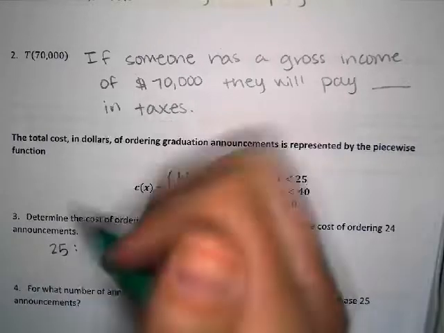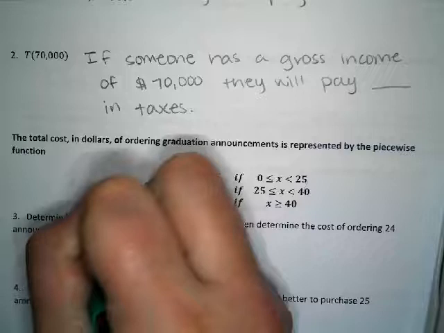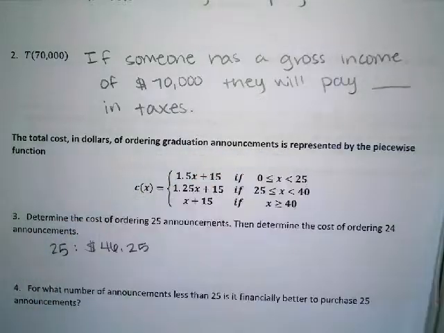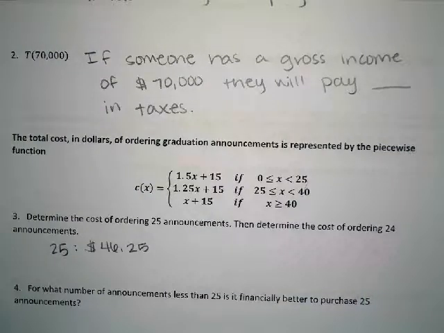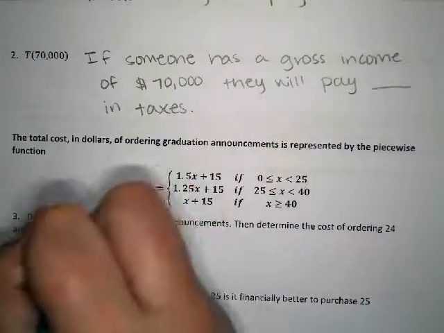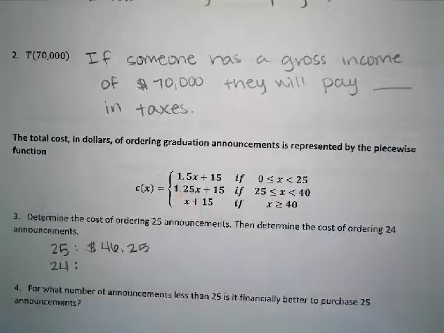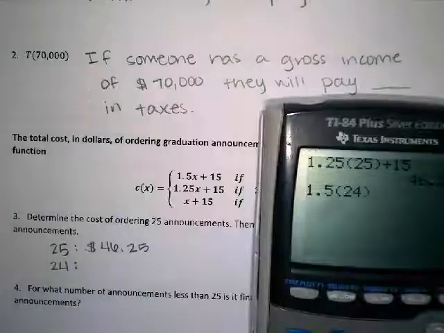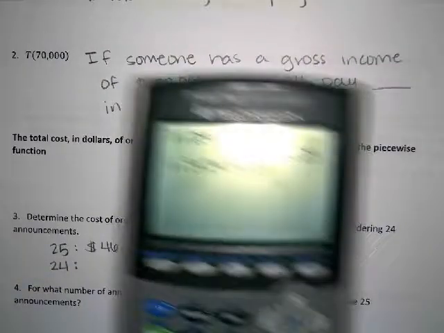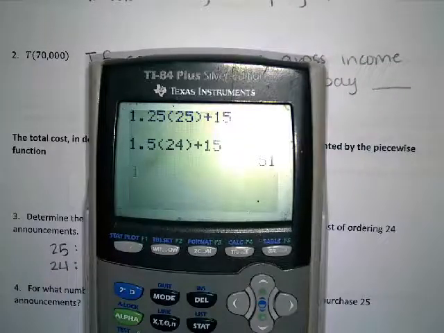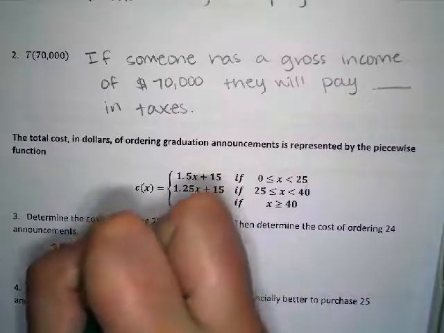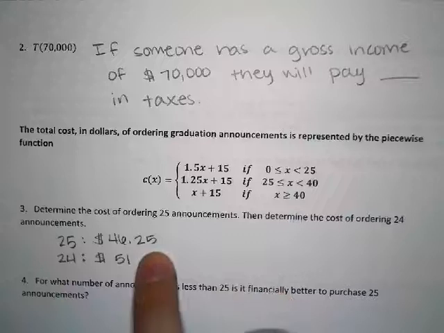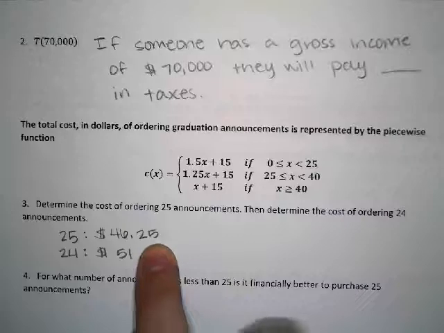Okay, determine the cost of ordering 24 announcements. Okay, so 1.5 times 24 plus 15. Ooh, 51. So if you order 25 announcements, it's $46.25. But if you order 24 announcements, it's $51. Ooh, I'm logging that away for later.